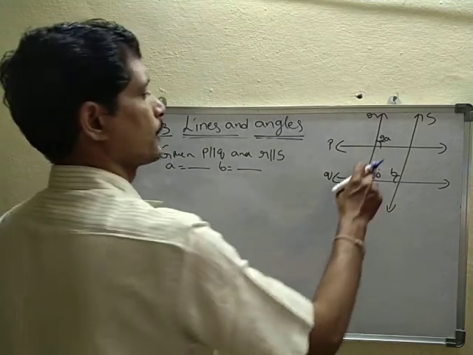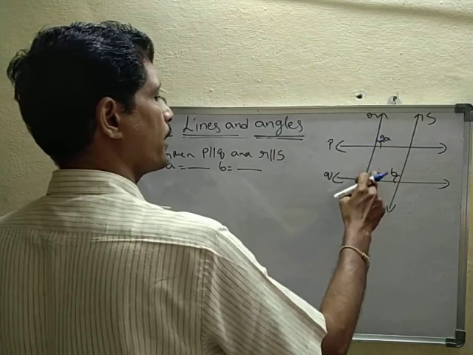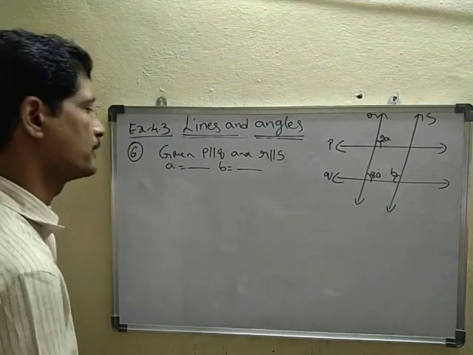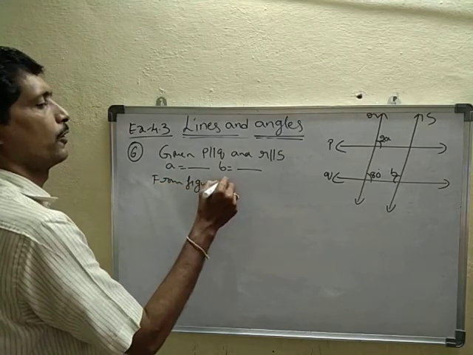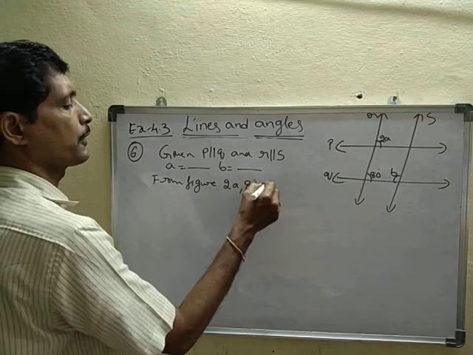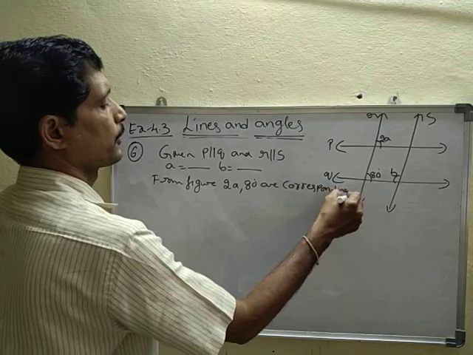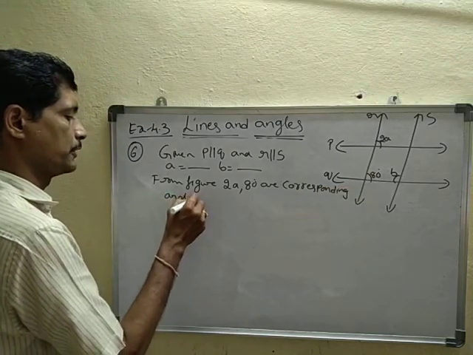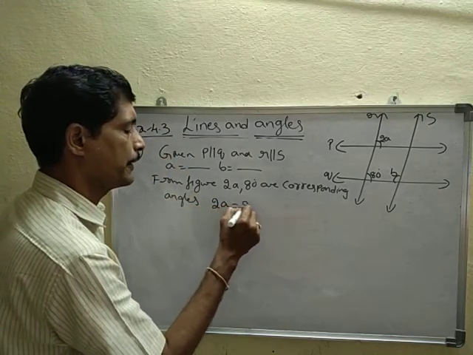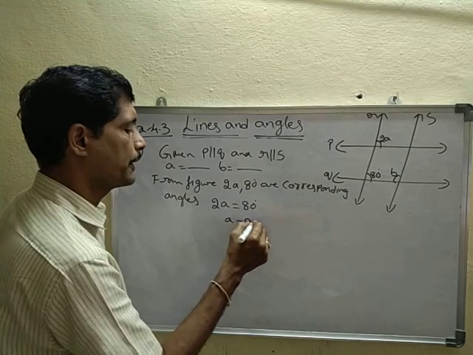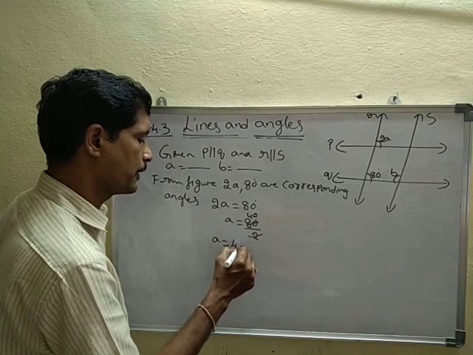Here, from figure, PQ is parallel to RS, therefore this is a transversal line. Here 2A and 80 degrees are corresponding angles. Corresponding angles are always equal. Therefore, 2A equal to 80 degrees. Therefore A equal to 80 by 2, 40. Therefore A equal to 40 degrees.